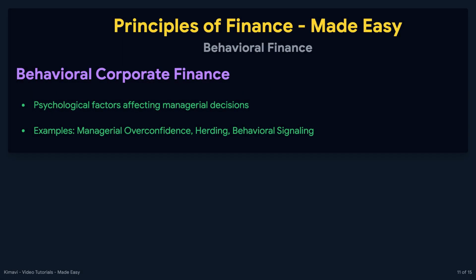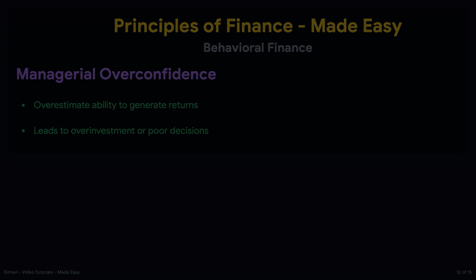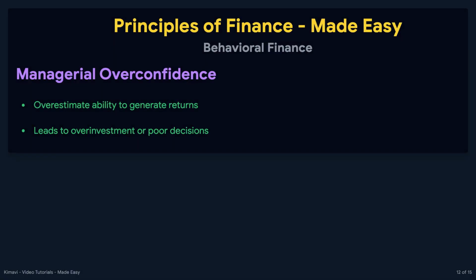Behavioral corporate finance examines how psychological factors and biases affect the financial decisions of managers and corporations. Key concepts include managerial overconfidence, herding in corporate decisions, and behavioral signaling. Managers who are overconfident may overestimate their ability to generate returns from investments, leading to overinvestment or poor acquisition decisions. For example, a CEO might pursue an aggressive expansion strategy, believing they can outperform competitors, even when market conditions suggest caution.